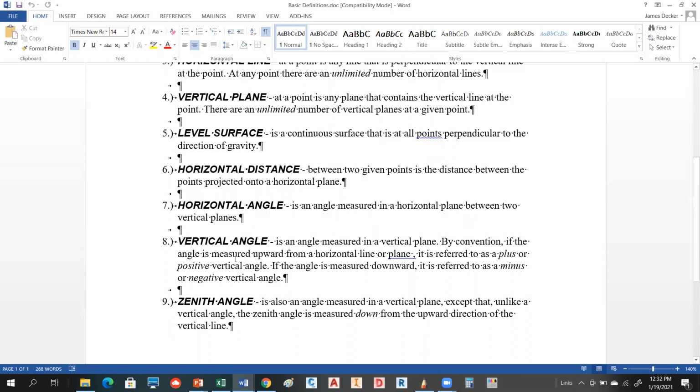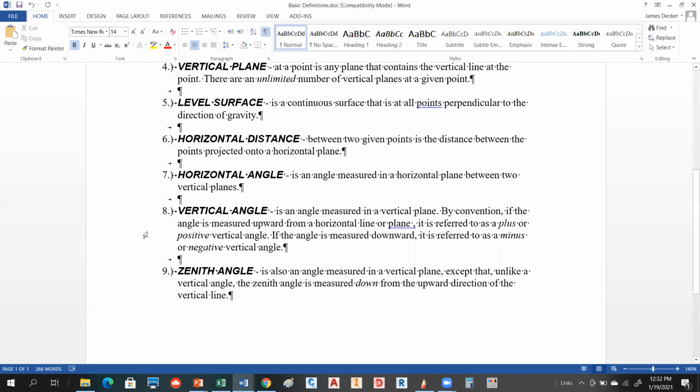Then the last type we have is vertical angles. A vertical angle is just the angle that's measured in a vertical plane.